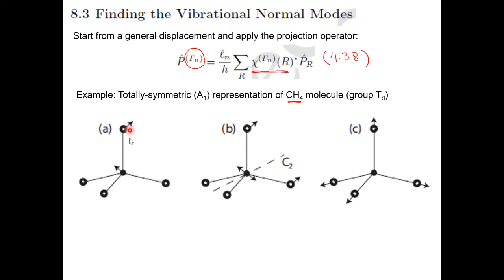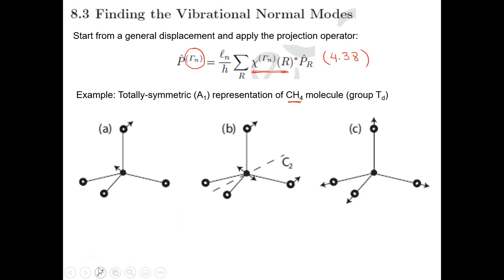But let's suppose I start with this set of displacements, a displacement along this direction in this hydrogen atom, and along this other direction for the carbon atom. And then you apply the projection operator. The projection operator is a sum of all different symmetry operations of the group multiplied by the character. But for the A1 representation, all the characters are 1, so this is not so important. So I basically have to sum over all vectors that I get when I apply the symmetry operations of the group.